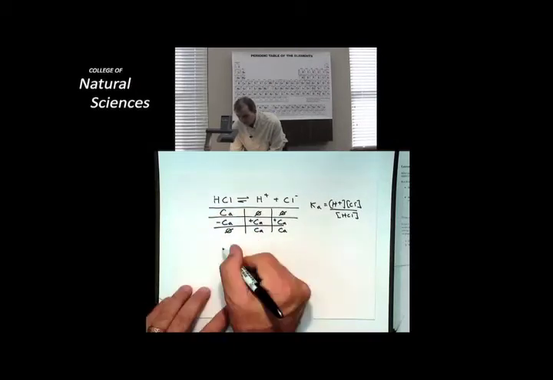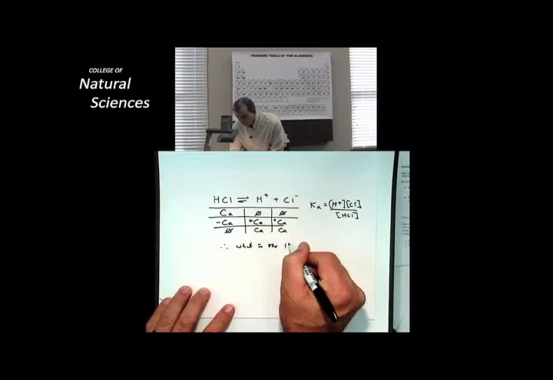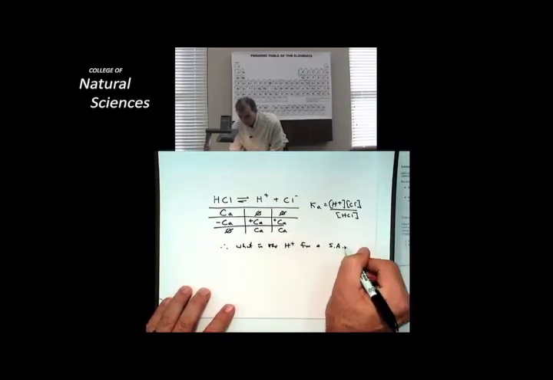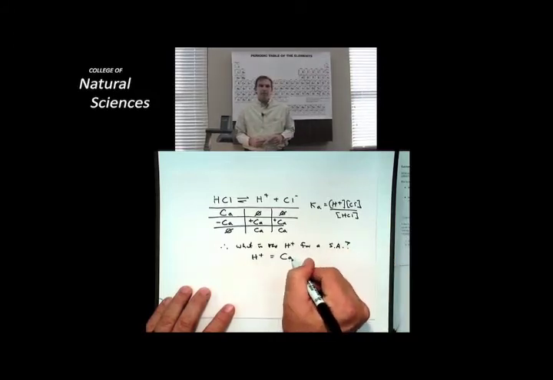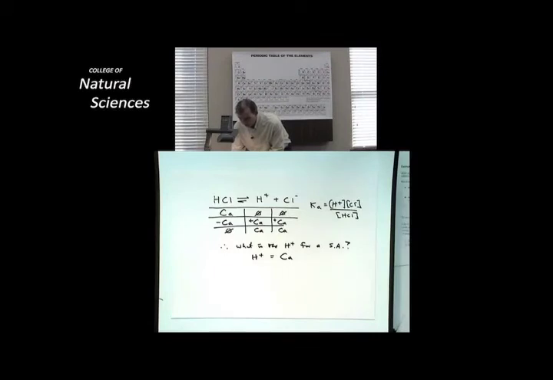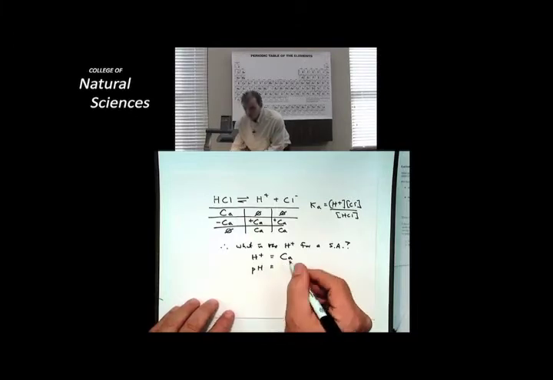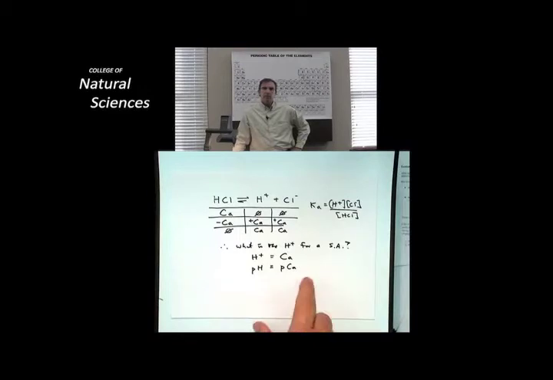what is the H plus for a strong acid? The H plus is equal to the starting concentration of the strong acid. And the pH is going to be equal to the P of the starting concentration. Well, let's do some problems.